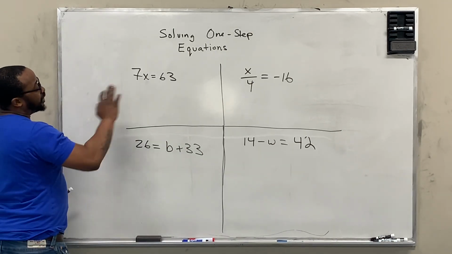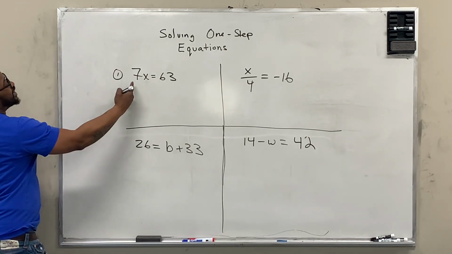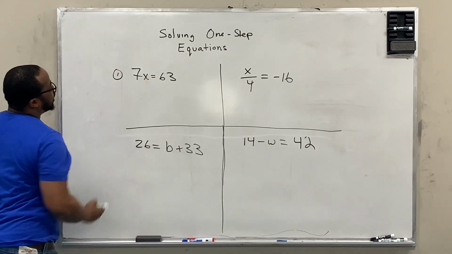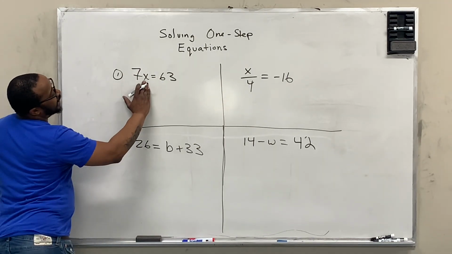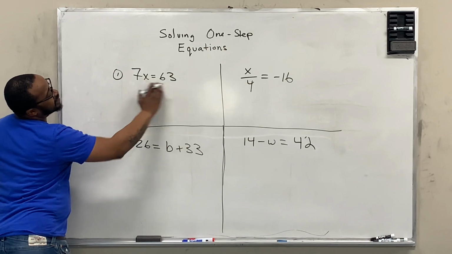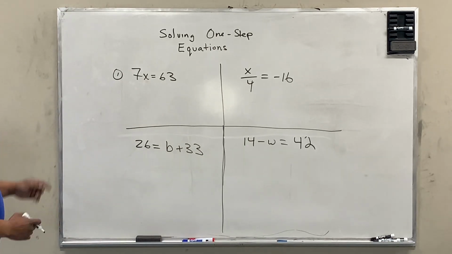Now, I got 4 different problems up here. This first one is the first one we're gonna deal with. It's basically 7x equals 63. And what this means in mathematical terms is 7 times an unknown number gives me 63. So our variable here is multiplying.